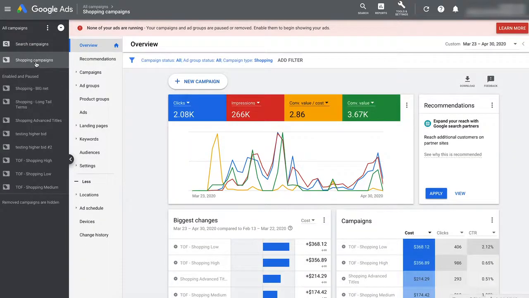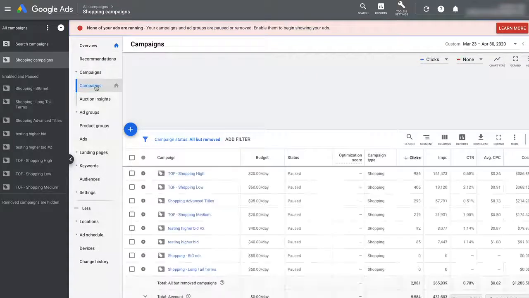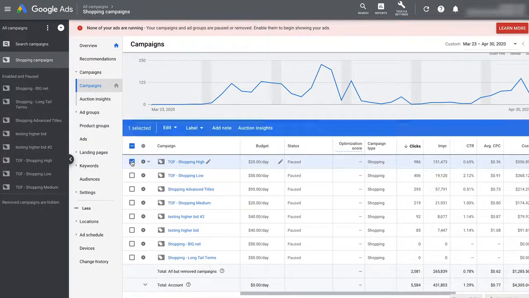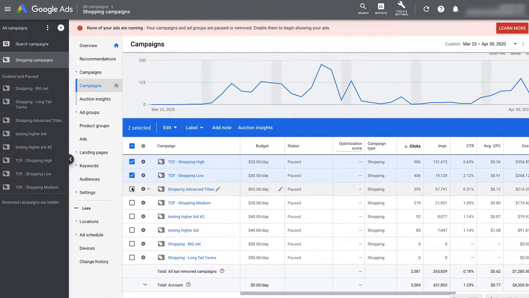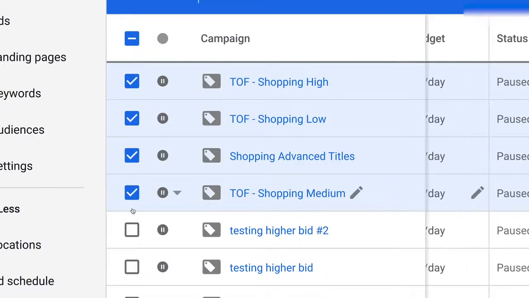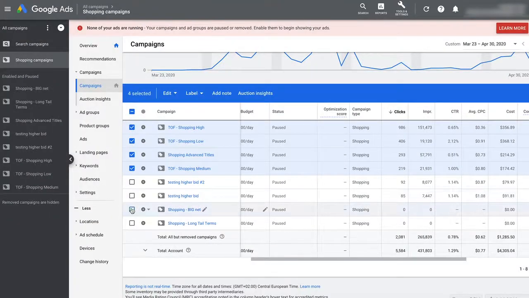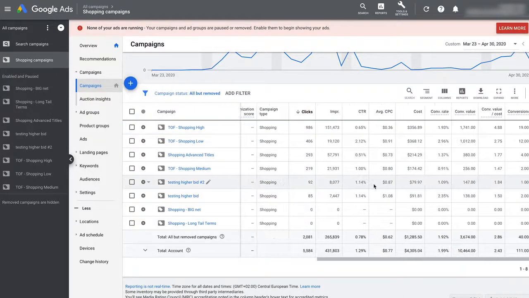So let's actually look at the shopping campaign first. What was going on here? So when we look at the campaigns, I see that this is actually broken out pretty well. We have our top of funnel high, low, advanced titles, perfect, medium. So if I zoom in here, what I'm seeing is that they followed it to the T. Big net, so they're testing literally everything, which is perfect.